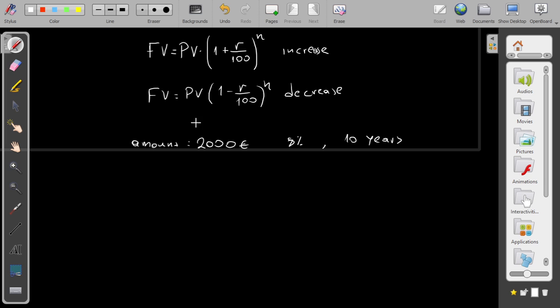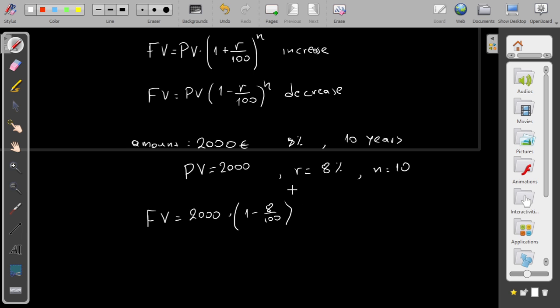First of all, let me write the information with my formula. They give me the present value here, which is 2,000. They give me the rate, which is 8%. And also they give me N, which is 10 years. So the future value will be 2,000 times 1 plus 8 over 100, that's 8%, to the power of 10. And the answer will be 4,317.585.